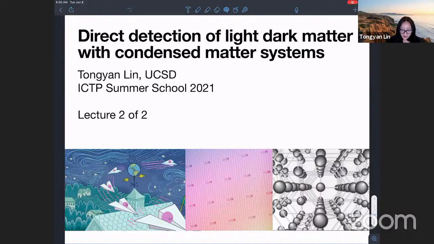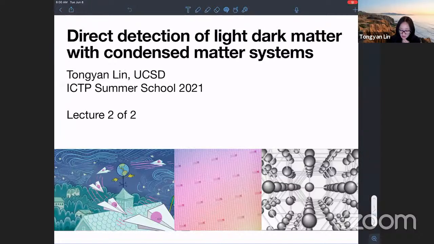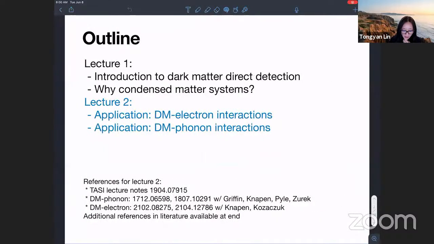This second lecture will go into some more detail about possible ways dark matter could interact in condensed matter systems. So I'll talk about dark matter electron interactions and dark matter phonon interactions.